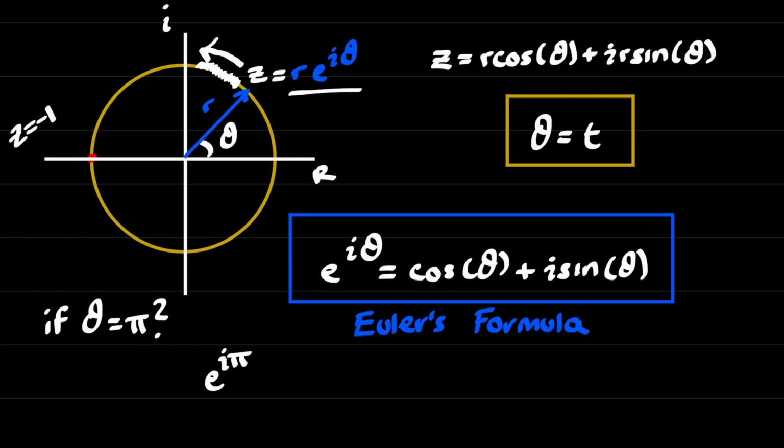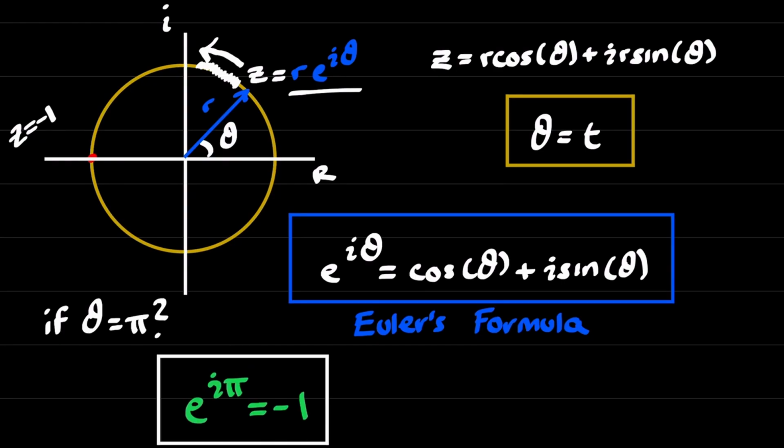We can also plug pi in for theta in Euler's formula and arrive at the same result. E to the I pi is equal to cosine of pi plus I times the sine of pi. The sine of pi is equal to 0, and cosine of pi is equal to -1. We get the same result. E to the I pi is equal to -1. No matter which path you take, Euler's magical identity just pops out. There we have it. We're done.